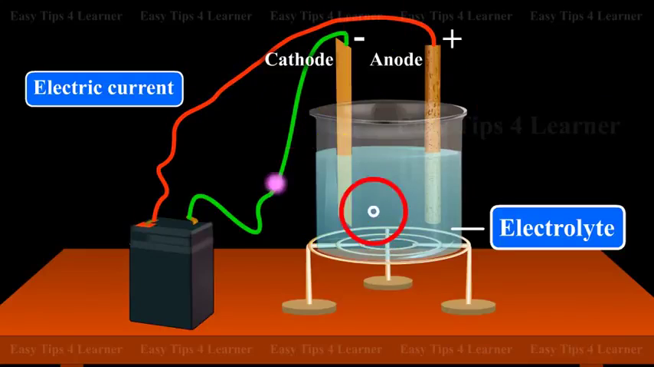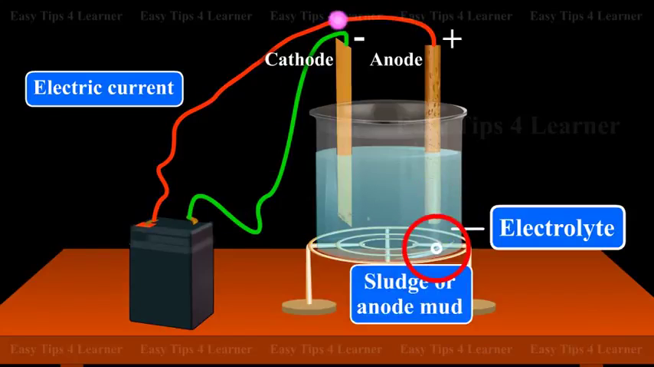When electric current is passed through the electrolytic solution, pure copper gets deposited on the cathode. Impurities settle near the anode in the form of sludge called anode mud.